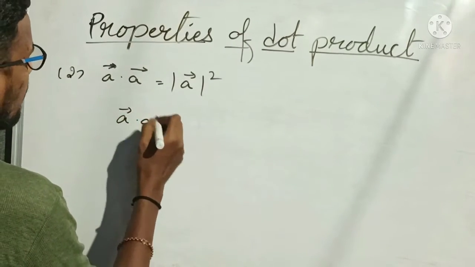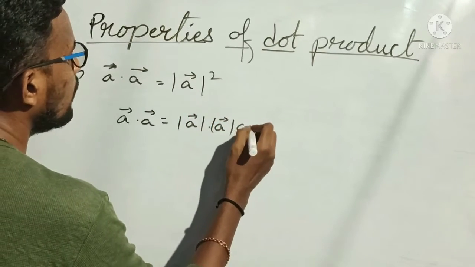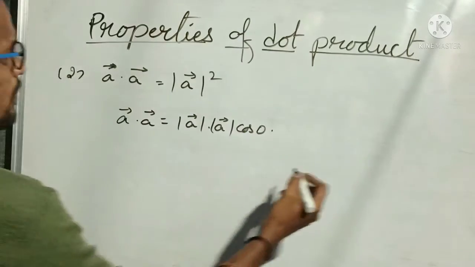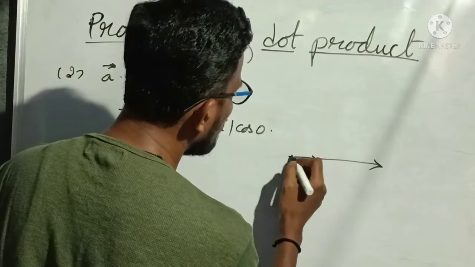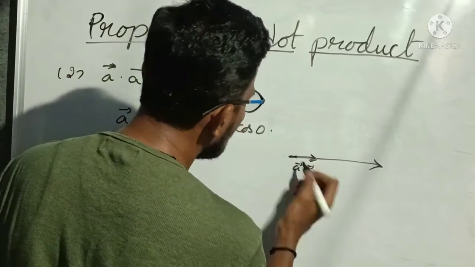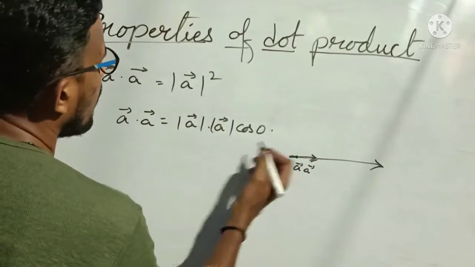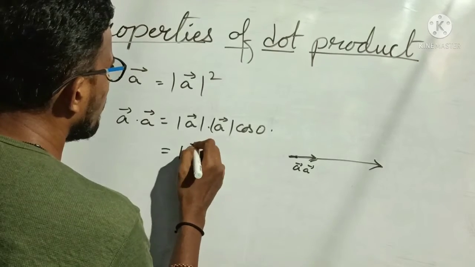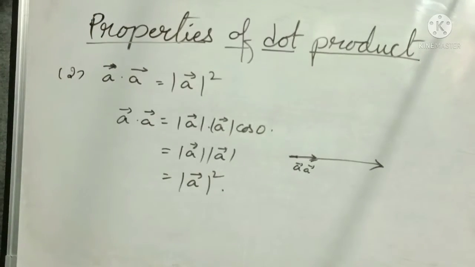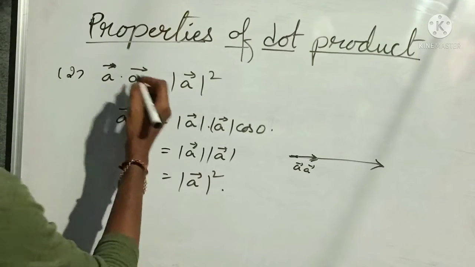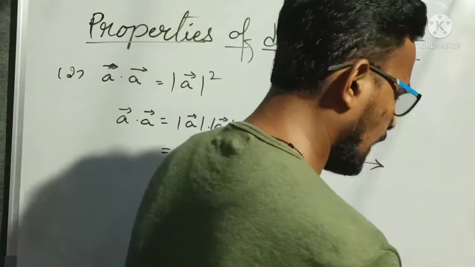So a bar dot a bar, from the formula we can write as modulus of a bar into modulus of a bar cos 0, right? Why? Because see here, already I have explained, no? For suppose this is my unit vector a bar, and on this one more unit vector a bar I am taking. Is any angle there in between a bar and a bar here? No, 0. So cos 0 value is 1. So this we can write as modulus of a bar into modulus of a bar, which is nothing but modulus of a bar whole square. Clear? That's why a bar dot a bar is always modulus of a bar whole square. Clear? This is our second property.